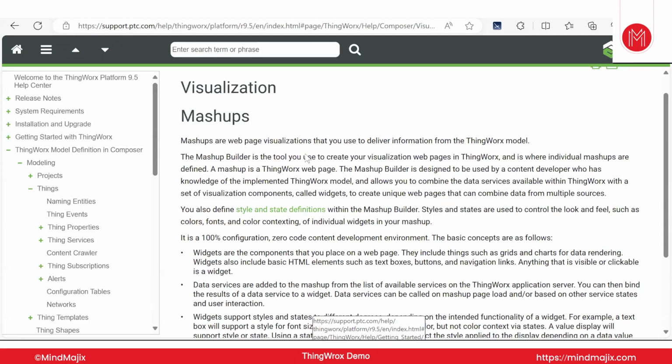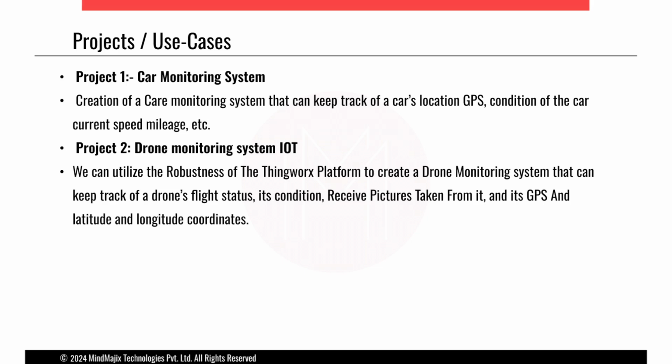And now these are some of the use cases with respect to car monitoring with ThingWorx. We can use the ThingWorx platform to develop a car monitoring system, which can keep track of the car's location. It can keep track of the car's condition, the speed limit, and the current mileage it has traveled, where it has traveled to. This car monitoring system can be made using ThingWorx. And another is the drone monitoring system.